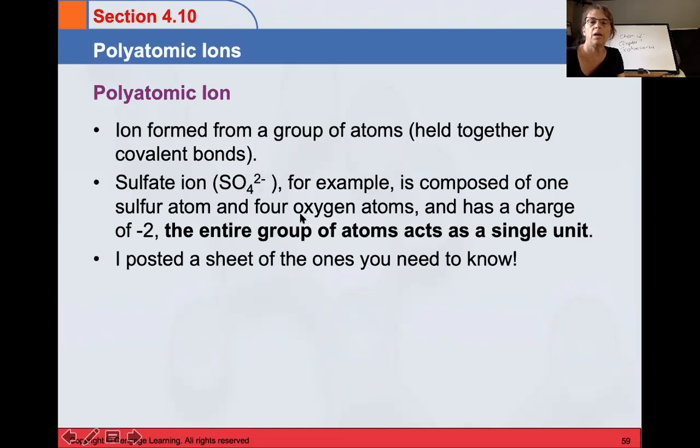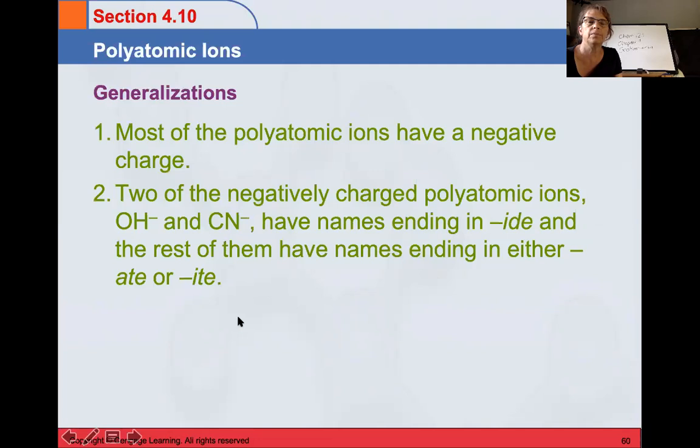So in a polyatomic ion, the entire group of atoms acts as a single unit, and I posted a sheet of the polyatomic ions that you'll be responsible for in the handouts module. So sulfate is an example of a polyatomic ion that consists of sulfur and oxygen and has a charge of -2. Most polyatomic ions have a negative charge.